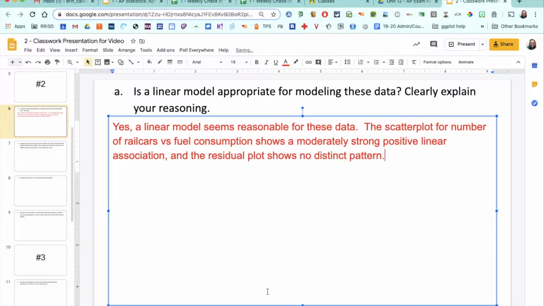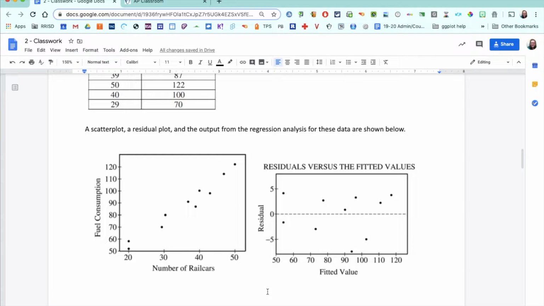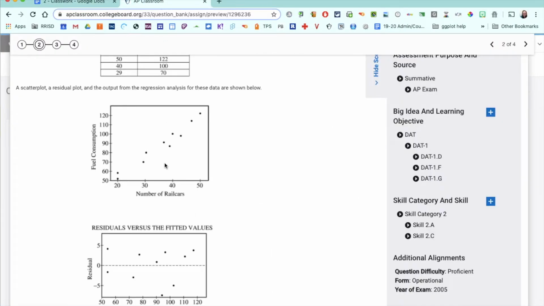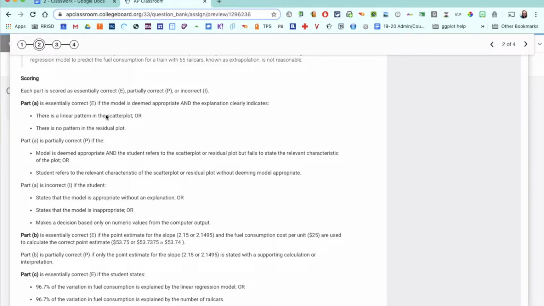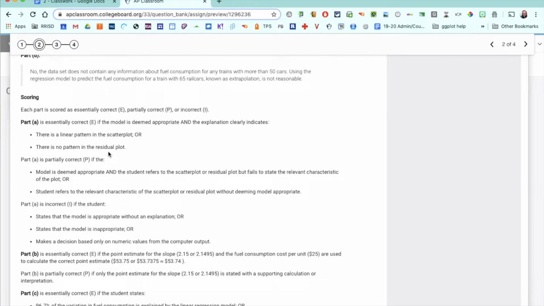So that is it. And I will point out for this one, it's not going to be for every linear regression problem, but for this one, when we look at AP Classroom's scoring guideline, they actually just said if you said a linear pattern is in the scatter plot, or if you said there's no pattern in the residual plot, either of those would be appropriate for your explanation. You would get full credit for either of those.